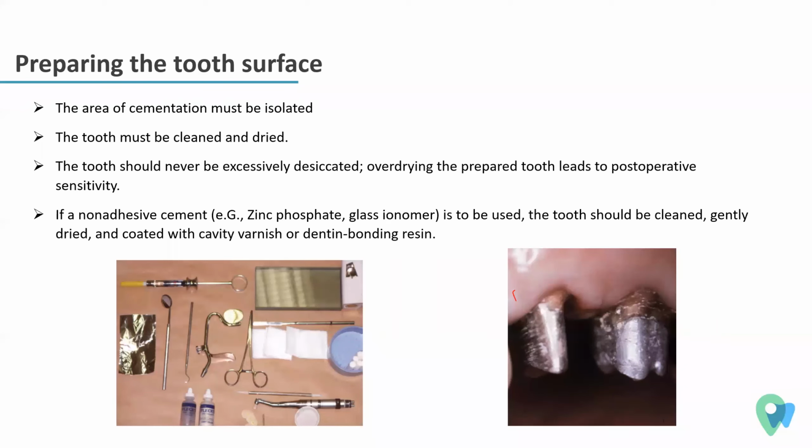As for the tooth surface, the area of cementation must be isolated. The tooth must be cleaned and dried. The tooth should never be excessively desiccated. Over-drying the prepared tooth leads to postoperative sensitivity. If a non-adhesive cement, for example zinc phosphate or glass ionomer, is to be used, the tooth should be cleaned, gently dried, and coated with cavity varnish or dentin bonding resin.